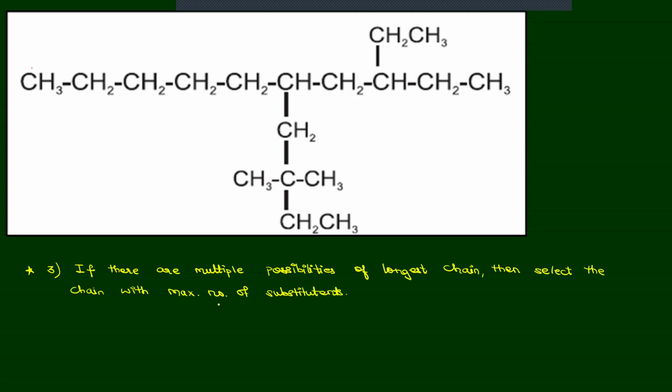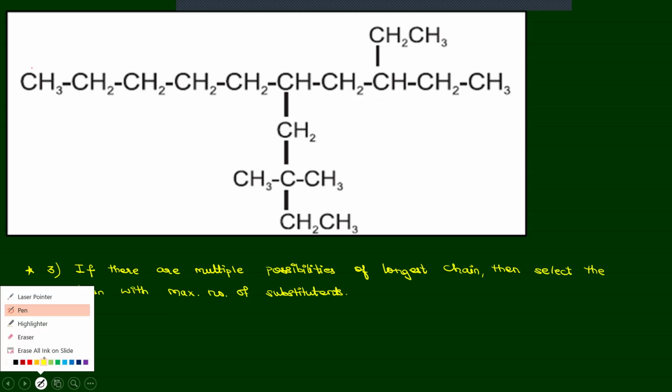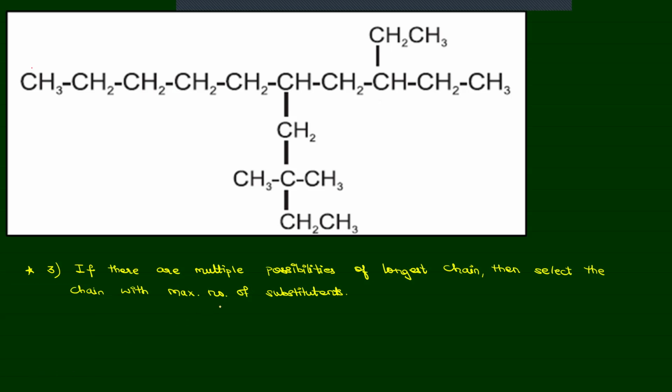Now I'll give you a simple rule for identifying the substituents. If you look at the CH3 carbon over here, does it have any branch? No. CH2 carbon, no. CH carbon? Yes. How many substituents would we have on the CH carbon?